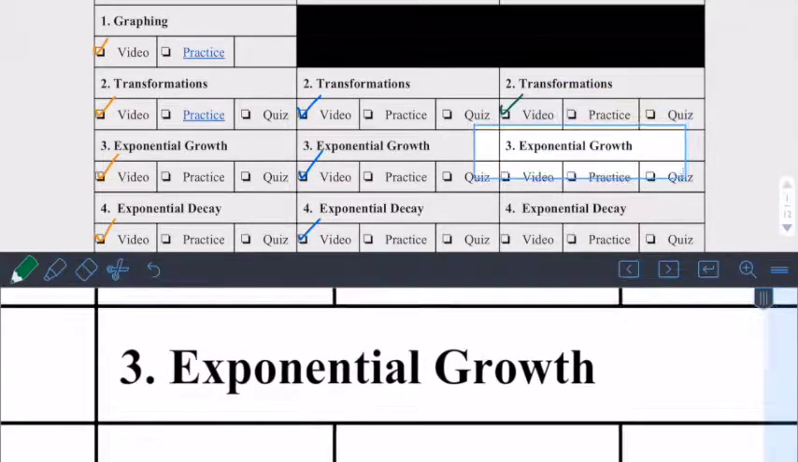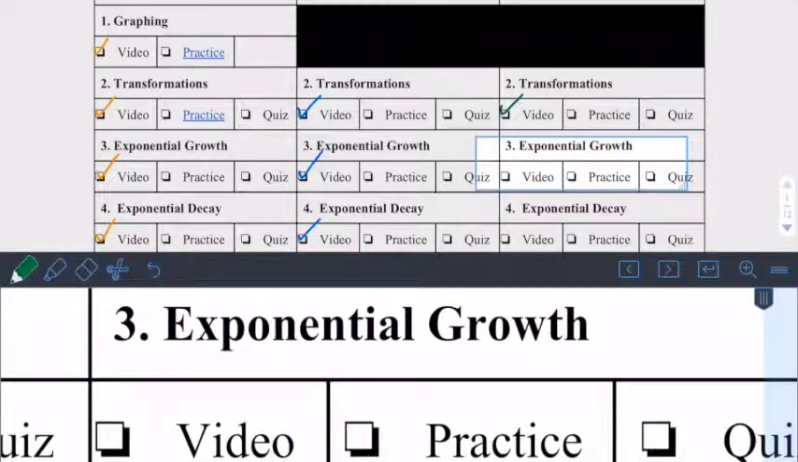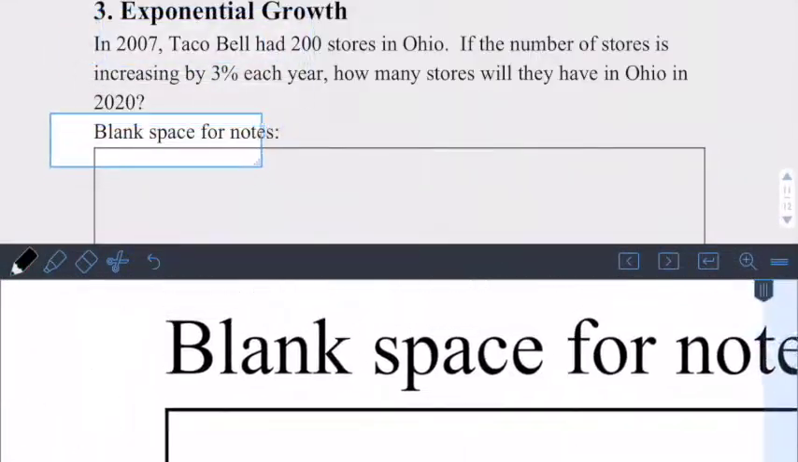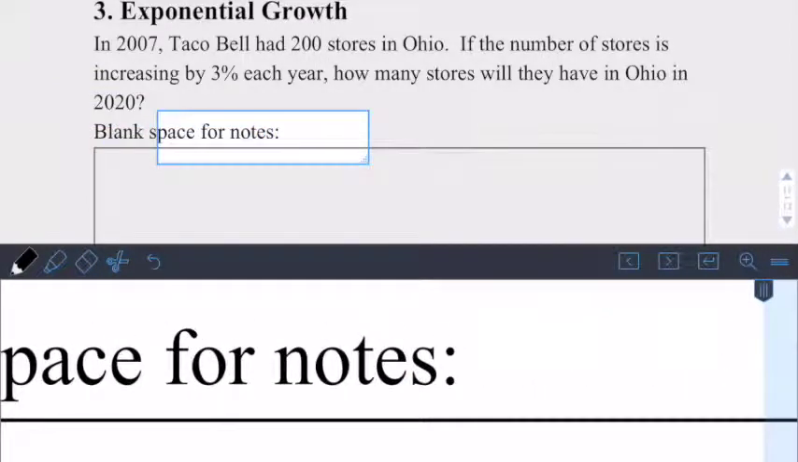This is Tier 3, Lesson 3 on exponential growth. For exponential growth, I'm going to just give you a blank space. I normally give you all the notes and you just kind of fill things in, but it's now up to you to figure out and write down what's important.